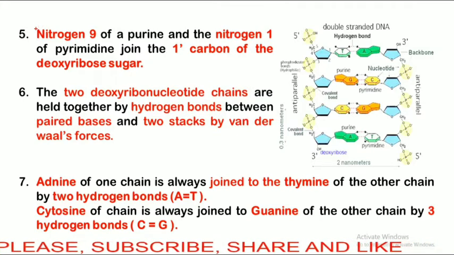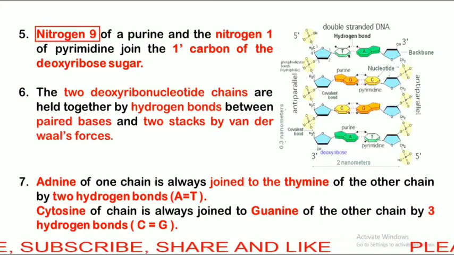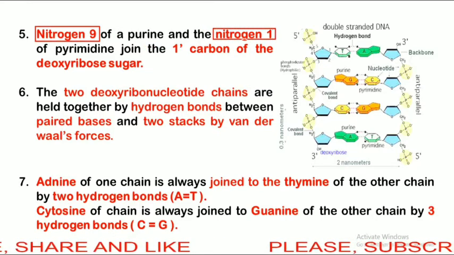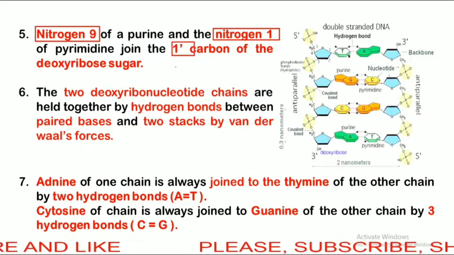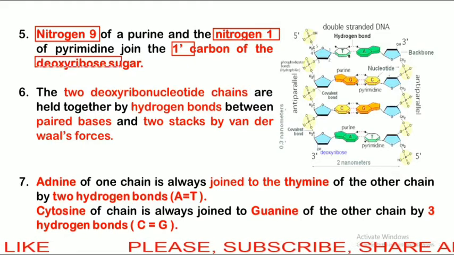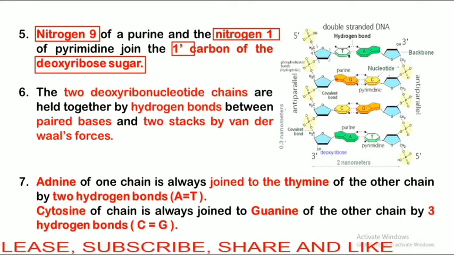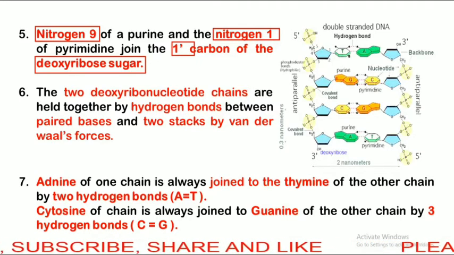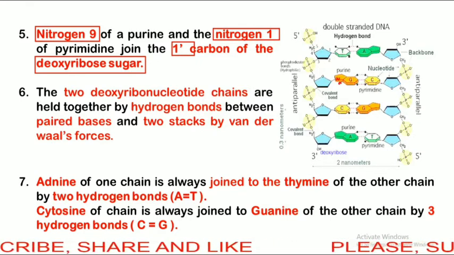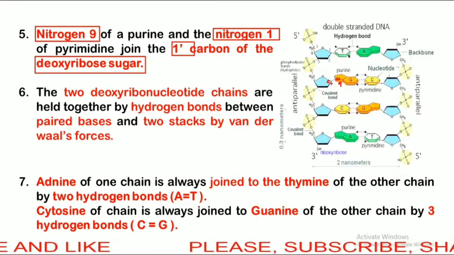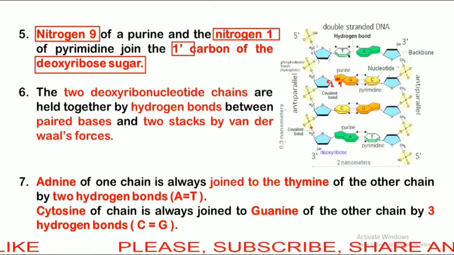Nitrogen 9 of purine and nitrogen 1 of pyrimidine are attached to the carbon 1 of deoxyribose sugar. Here you can see that this is the nitrogen 9. Nitrogen 9 is present here of purine. It is attached to the carbon 1 of deoxyribose sugar.